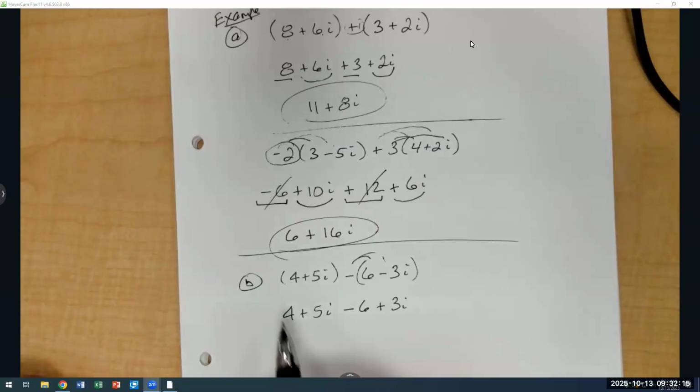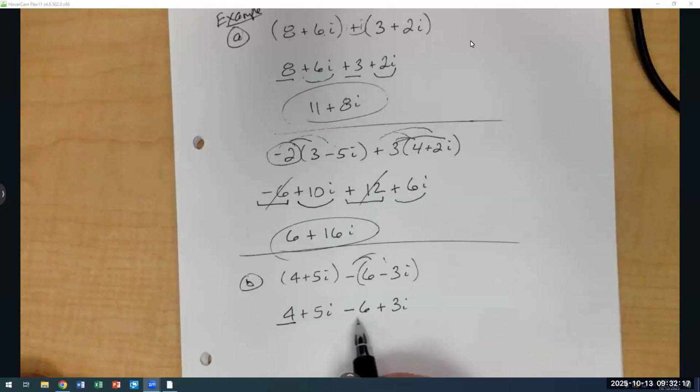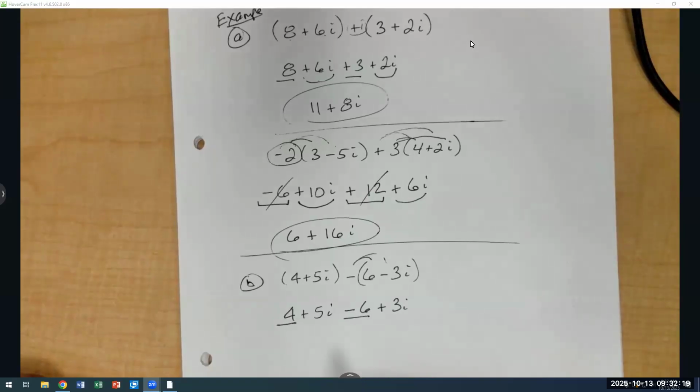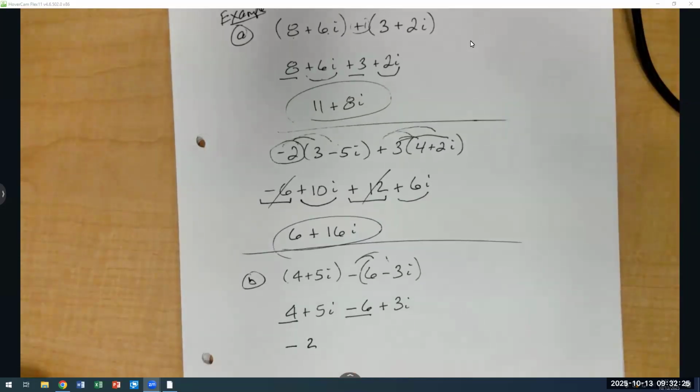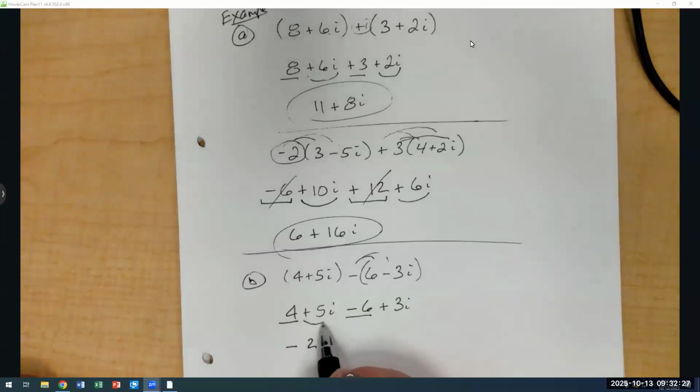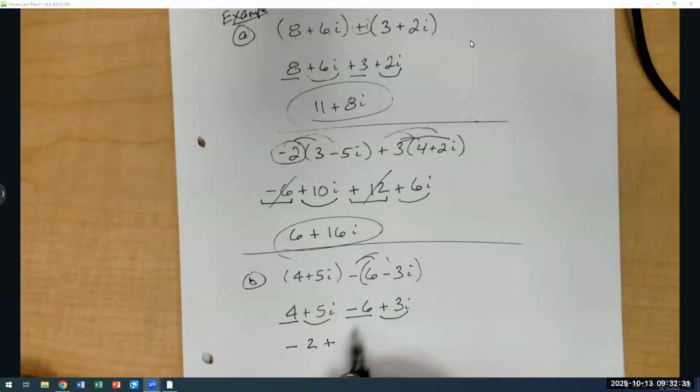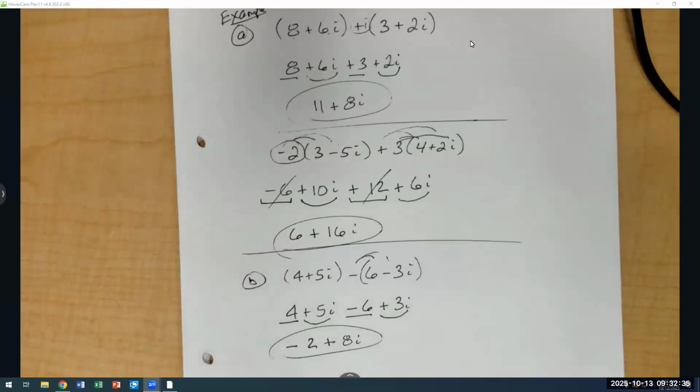Now we combine like terms. Positive 4, negative 6. 6 is bigger, so the answer is negative. 6 minus 4 is 2. Positive 5i, positive 3i. They're both positive. 5 plus 3 is 8i, and there's the answer.